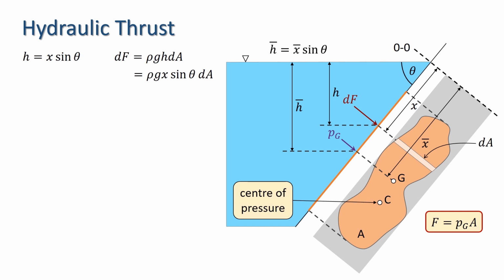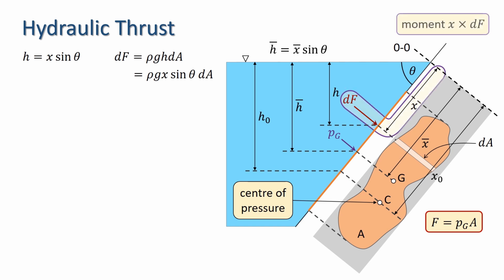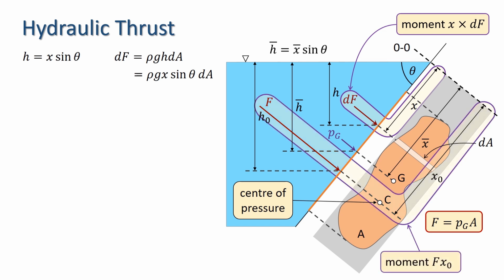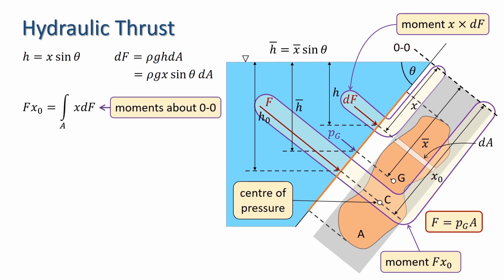Let x0 be the distance from OO to the centre of pressure of A, and h0 be the pressure head at that point. The moment of the elementary force dF about OO is x times dF, and integrating this over A should produce a moment equal to the thrust times the distance of the line of action of F from OO, which is x0. Thus we have F x0 equals the integral over A of x dF.